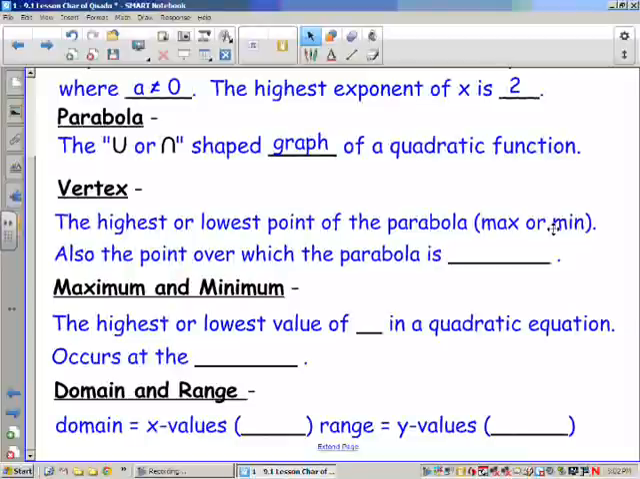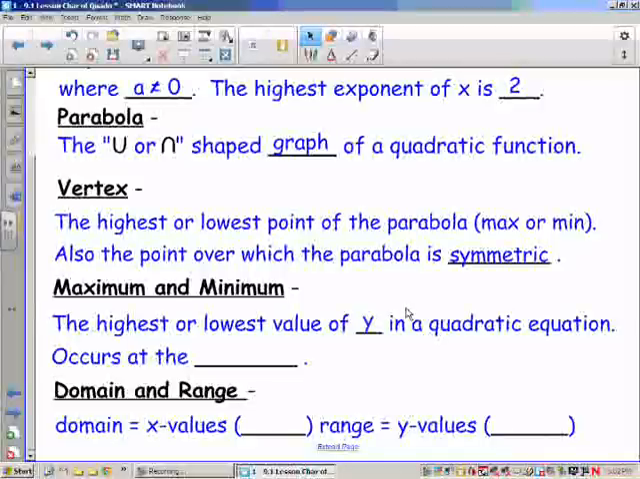The y value will be the max or min. It's also the point over which the parabola is symmetric. So if you drew a vertical line, the axis of symmetry, right through the middle, you'd see a mirror image of each side. The maximum and minimum are the highest or lowest value of y.